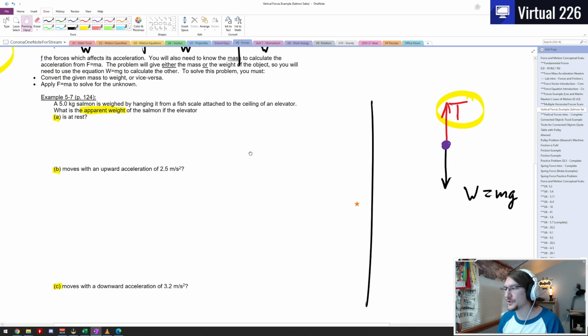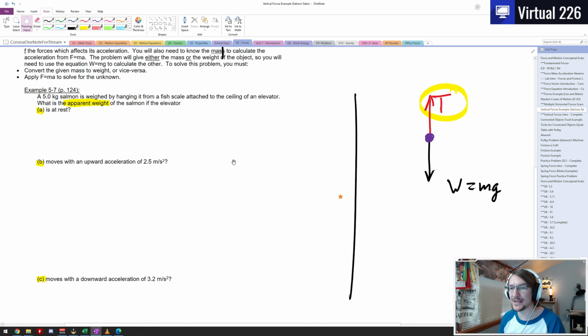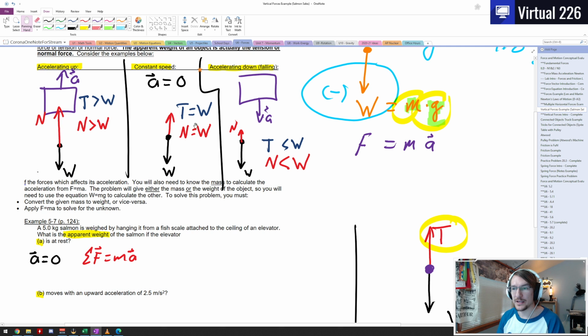So if we want to figure out what that tension, that apparent weight, is when the elevator is at rest, well, what's the acceleration? That acceleration is 0. So if we set up an F equals ma equation, the sum of the forces equals the mass times the acceleration, we can solve this. We should know the answer is that the tension will equal the weight, because our acceleration is 0.